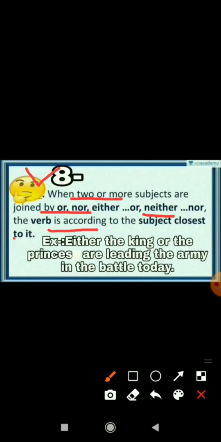Let's see the example. Either the king or the princess are leading the army in the battle today. So here two subjects are there, that is king and princess, and we have joined them with either or. So the closest subject is princess, and that is plural. Because of it we have used are here. If we consider the king as a subject, then we have to use is, but we have to consider the subject which is closest to the verb, and that is princess, and because of princess we have used are here. Either the king or the princess are leading the army in the battle today.